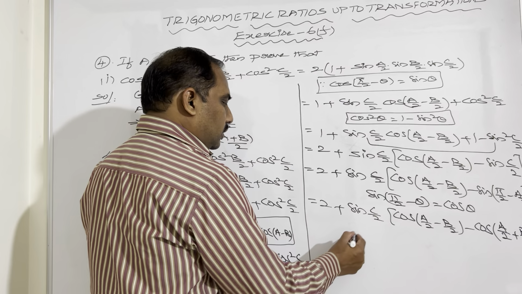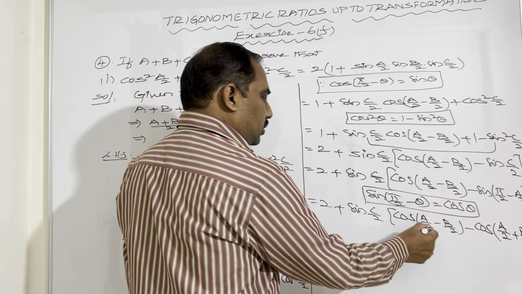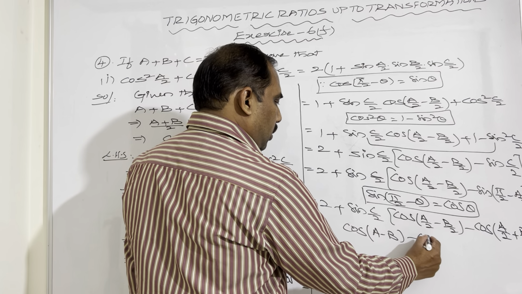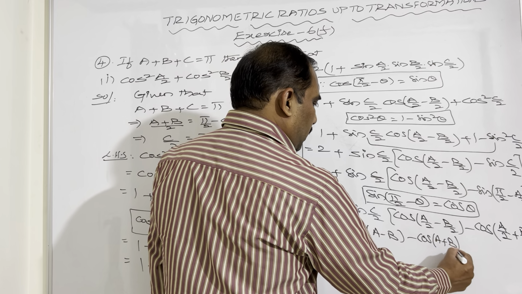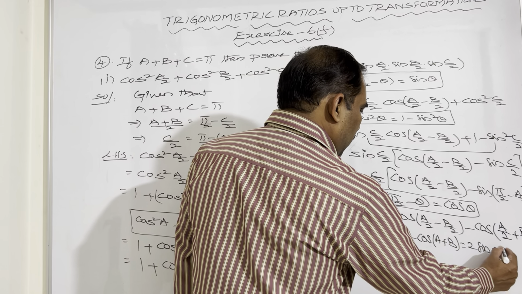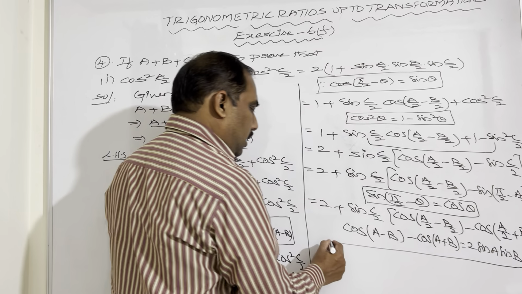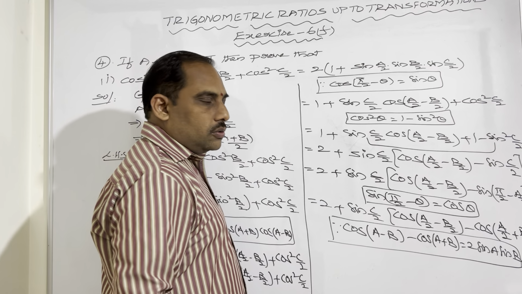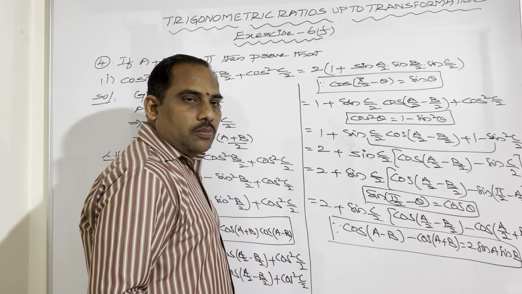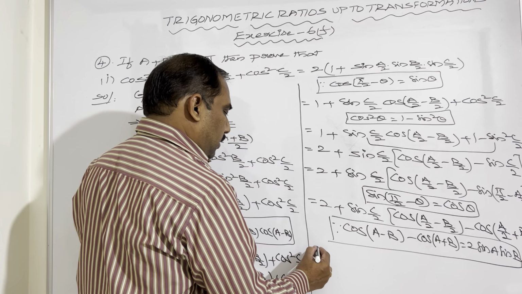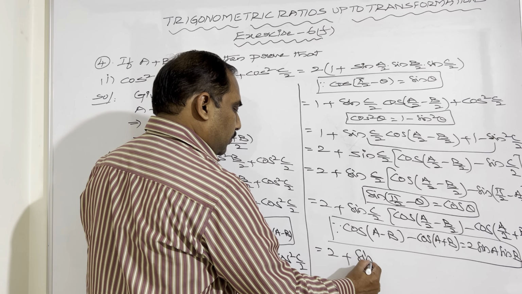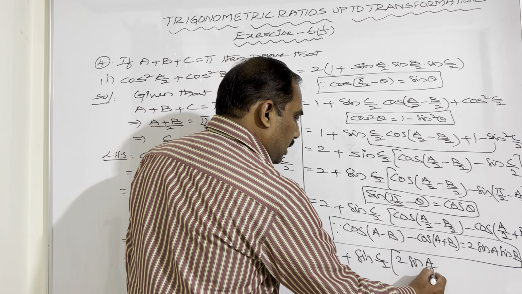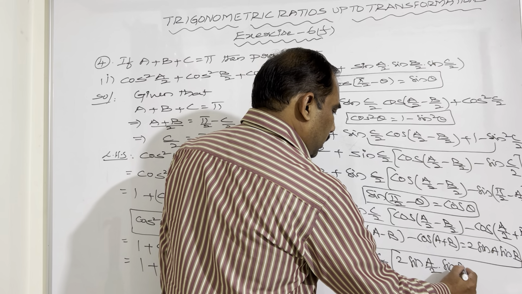Now we have the formula cos a minus b minus cos a plus b, which is equal to 2 sin a sin b. So cos of a by 2 minus b by 2 minus cos of a by 2 plus b by 2 is 2 sin a by 2 sin b by 2, which gives 2 plus sin c by 2 into 2 sin a by 2 sin b by 2.